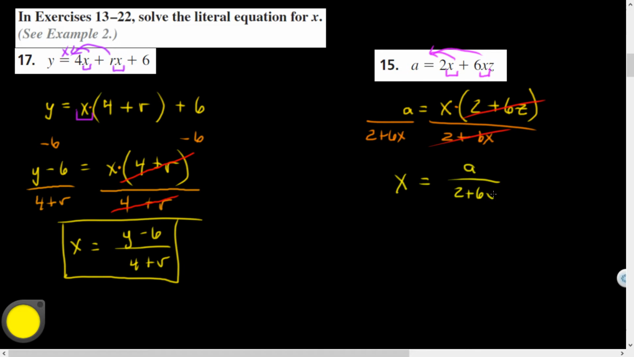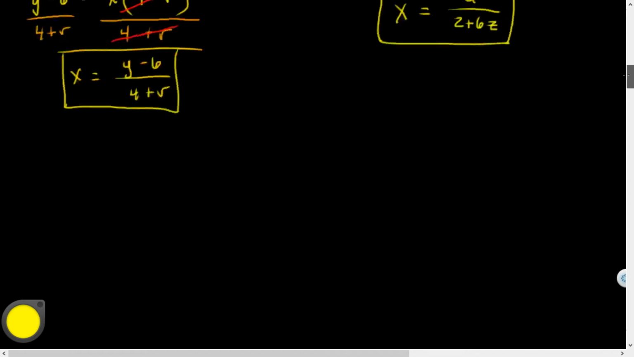C, good call. Thank you. Good save. Bam. All right, so there's 15. So this undistribution concept, it's tricky. All right, it's tricky, but don't you worry. We'll do a lot of practice on that.